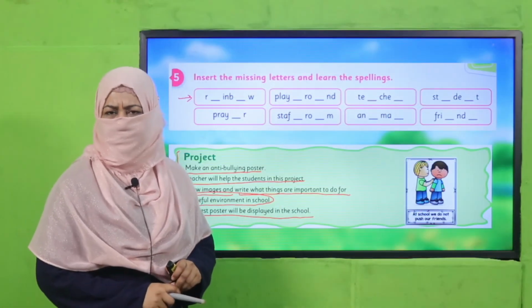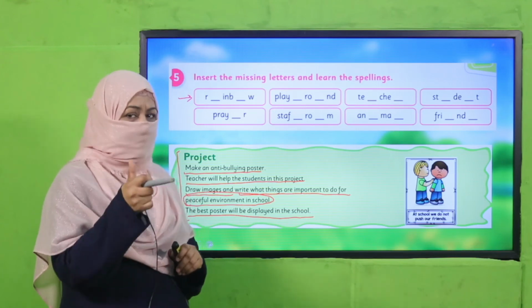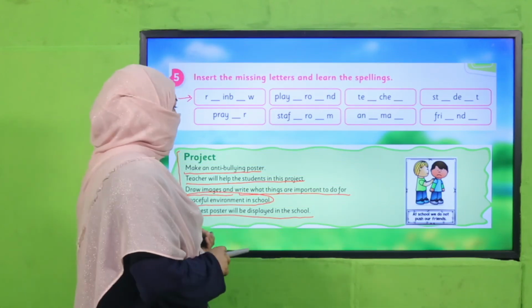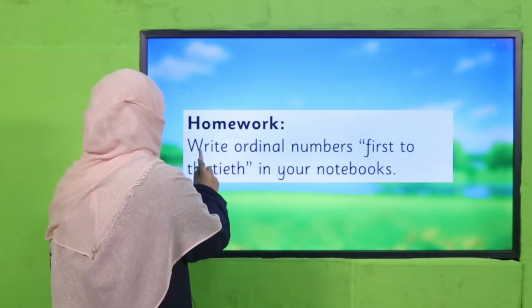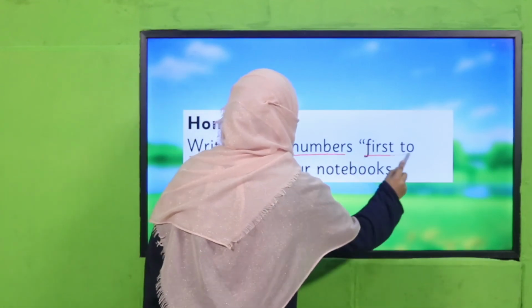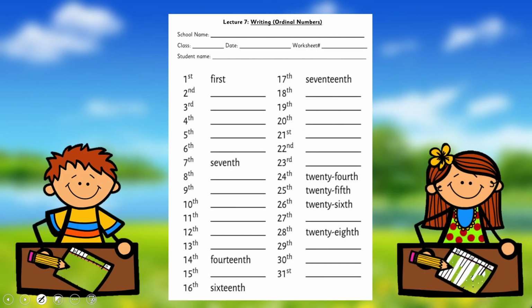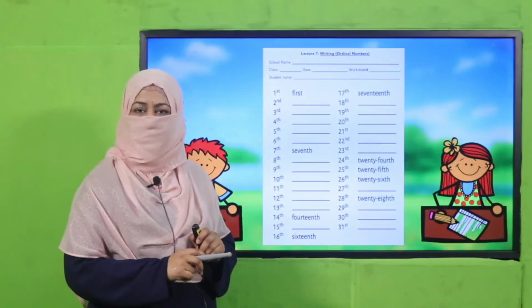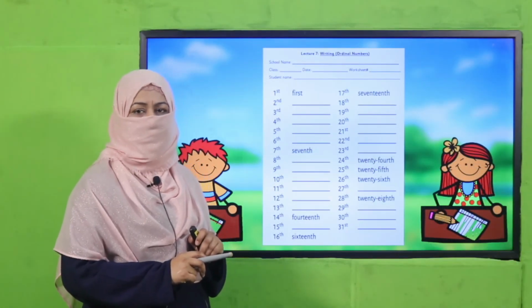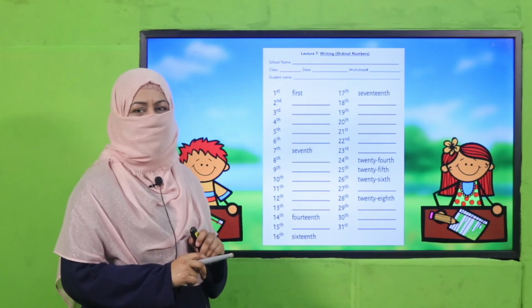Yes, my dear children, are you done with it? Okay, good job. Settle down now. Calm down because I'm giving you homework. You will write ordinal numbers 1st to 30th in your notebooks. This is your homework, and I'm giving you a worksheet. My dear fellow teachers, this worksheet, lesson plan, PowerPoint presentation links are given. You may click it, download it, and kindly provide printed worksheet to students for practice.